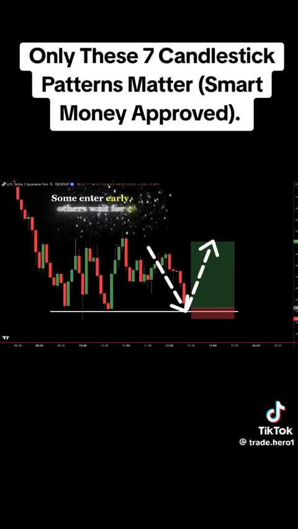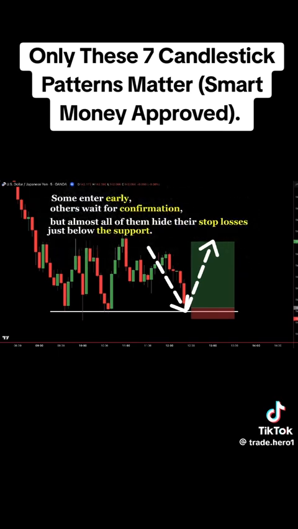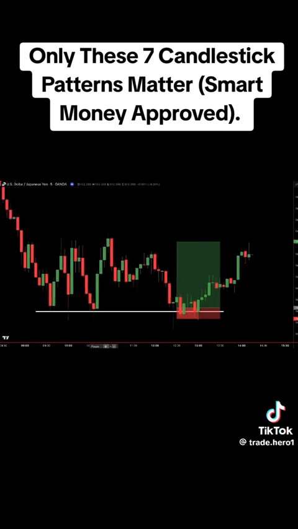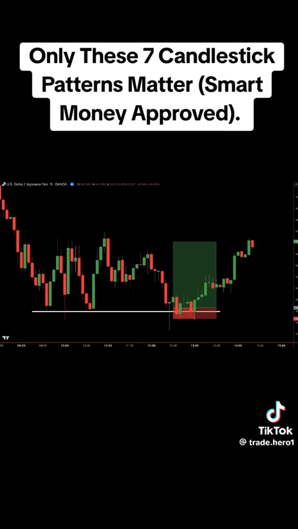Some enter early, others wait for confirmation, but almost all of them hide their stop losses just below the support. And what happens? The market spikes below the level, grabs their stop losses, forms a perfect pin bar, and then reverses aggressively to the upside. That's not a failed setup, that's a liquidity trap engineered by smart money.